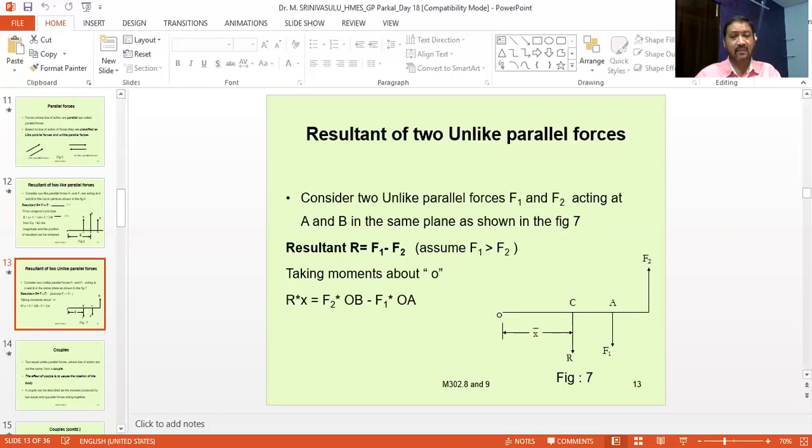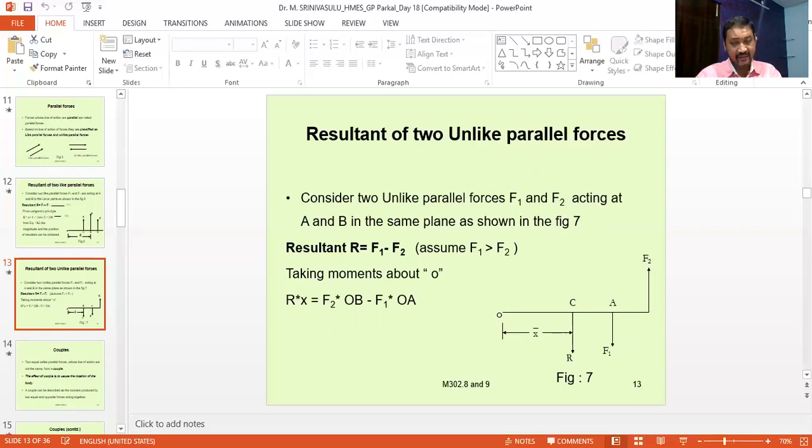In this case, the resultant can be found as R is equal to F1 minus F2, nothing but the difference of the two forces, because F1 is acting in one direction and F2 is acting opposite to that direction. If F1 is positive, F2 becomes negative, or if F2 is positive, then F1 becomes negative. So this is a difference of the forces in case of two forces, and that resultant will act in the direction of the larger force.